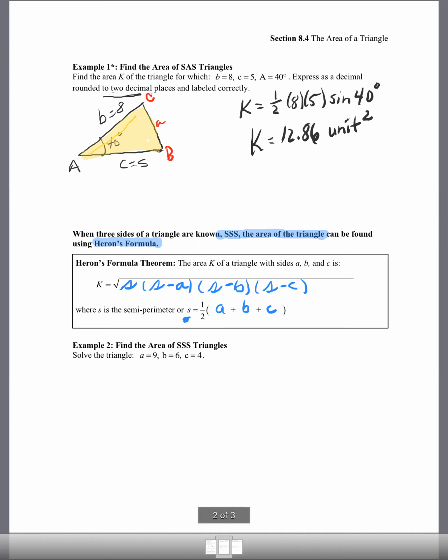You'll notice in the given here, there's no angle. So we're definitely on an SSS triangle. So when you have an SSS triangle, you're going to go straight to Heron's formula.